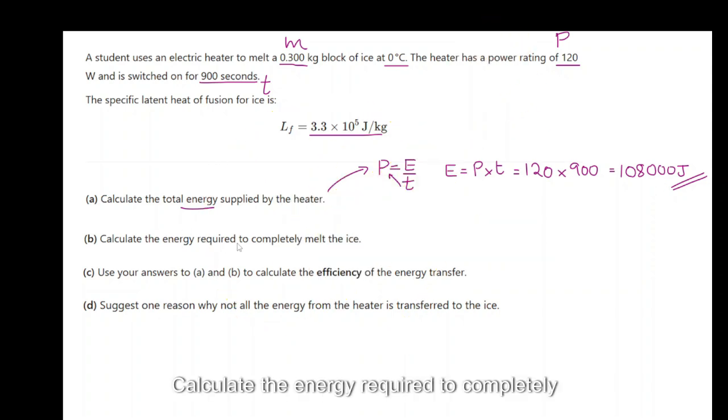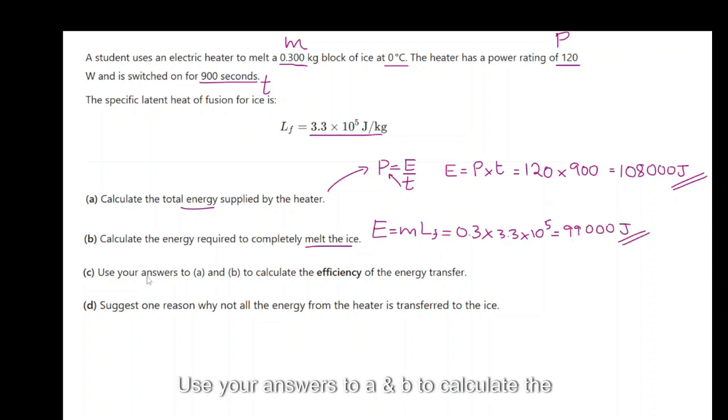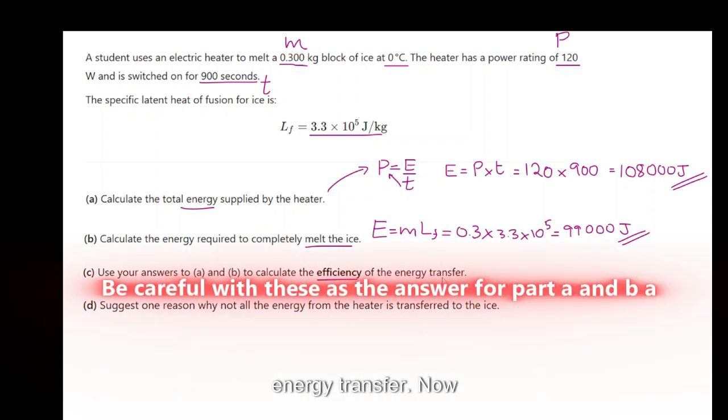Calculate the energy required to completely melt the ice. Now this is E equals ml. You can call it mlf or just ml. The mass is 0.3 and L is 3.3 times 10 to the power of 5. So here you get 99,000 joules.